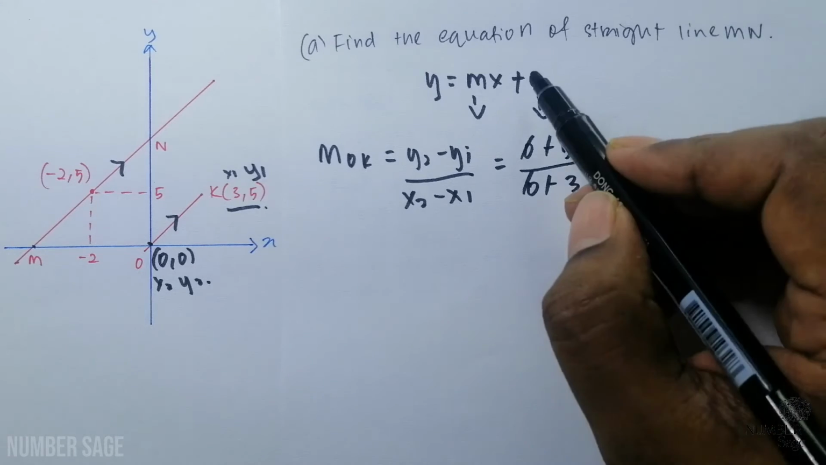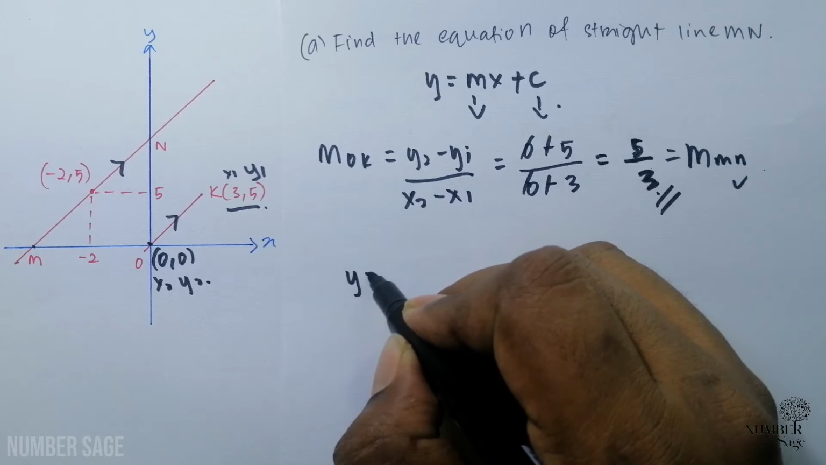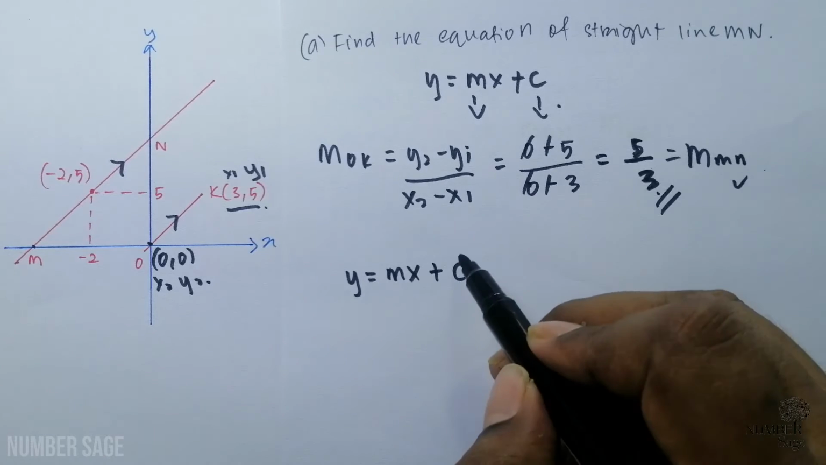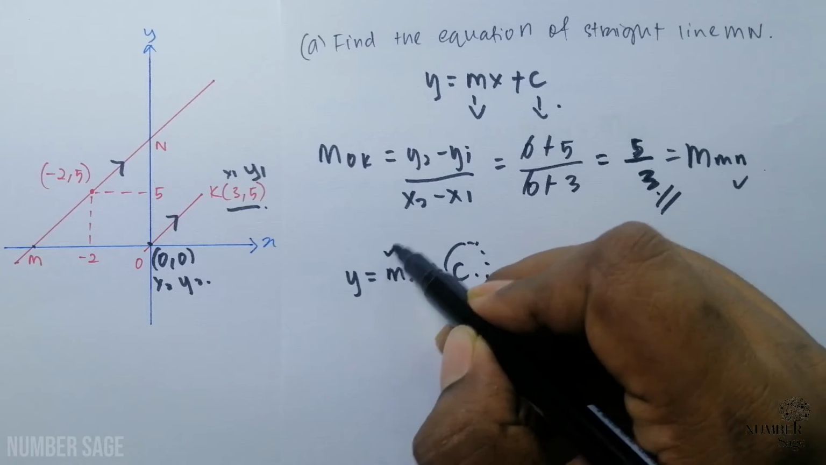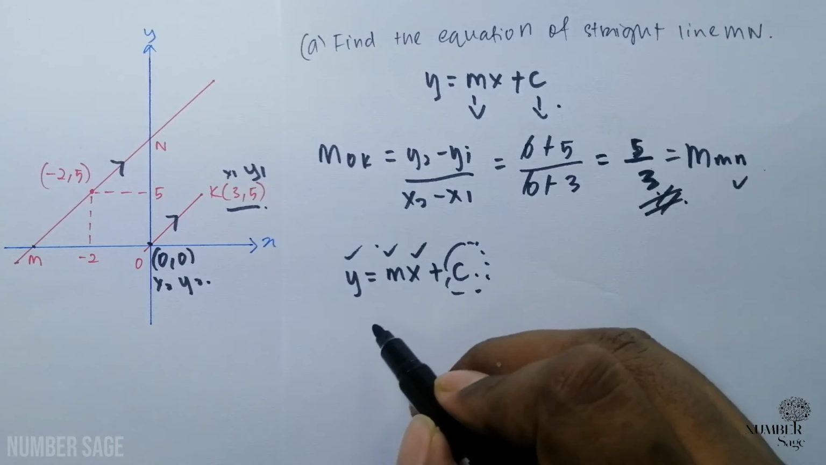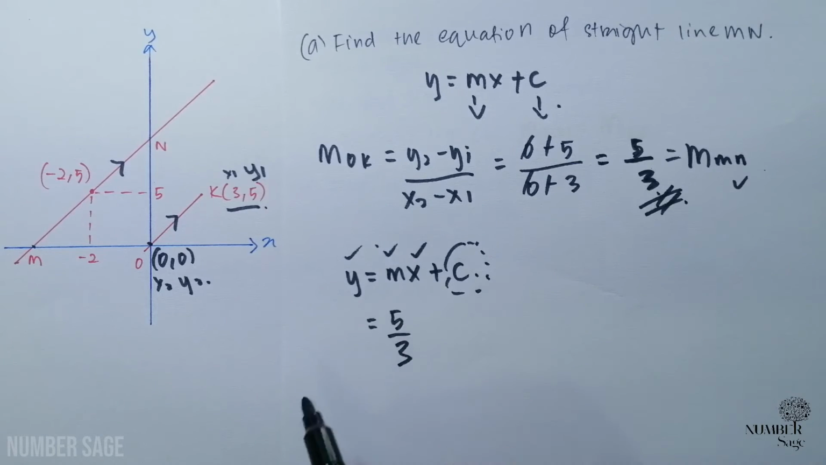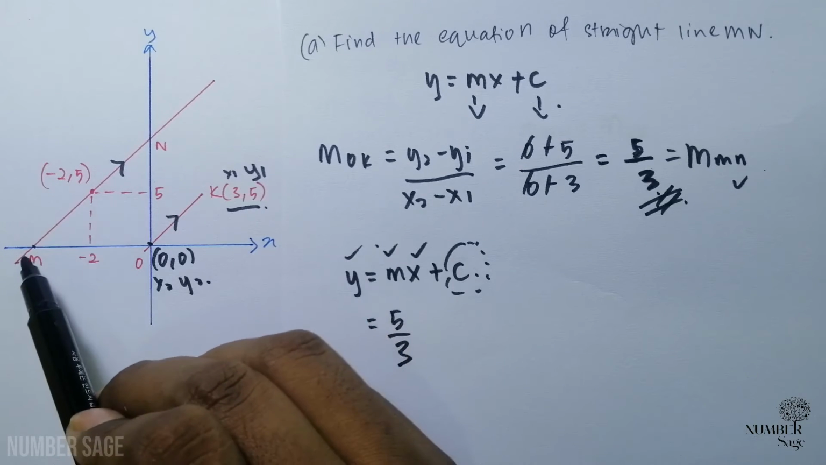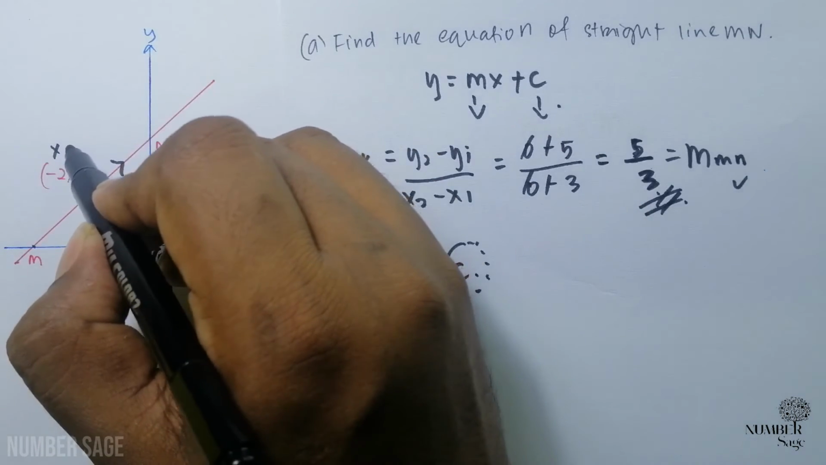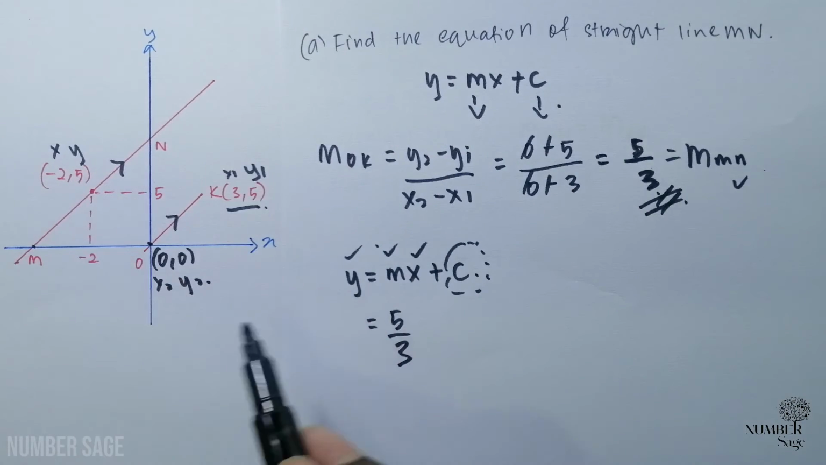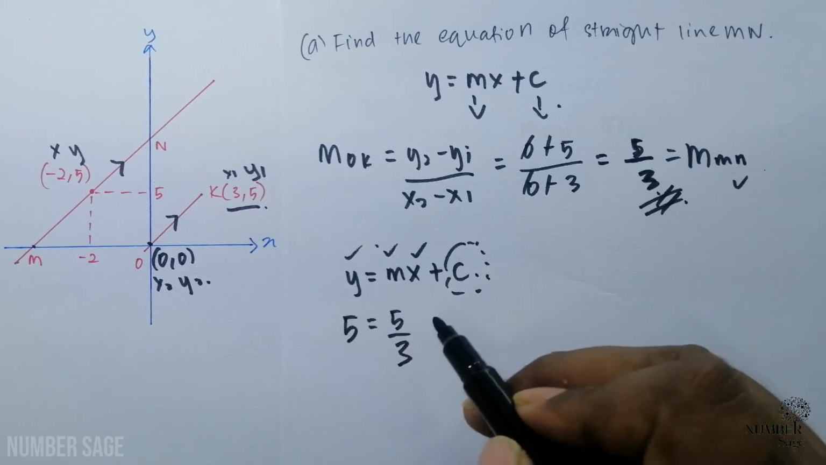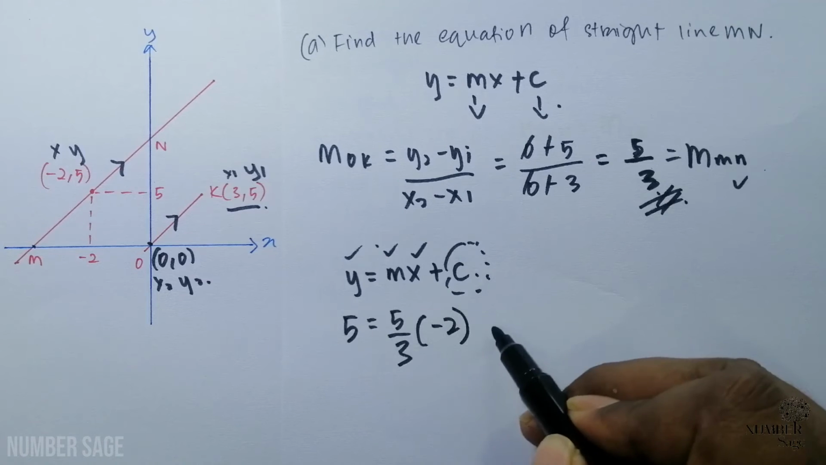Now let's find the value of c. We have y equals mx plus c. In order to find c, we need the gradient and a coordinate. We have already found the gradient, which is 5 over 3. Let's replace this. As for the coordinates, we have one coordinate on the line MN, which is -2, 5. This will be our x, this will be our y. Further replacing this into the equation gives us 5 equals 5 over 3 times -2 plus c.